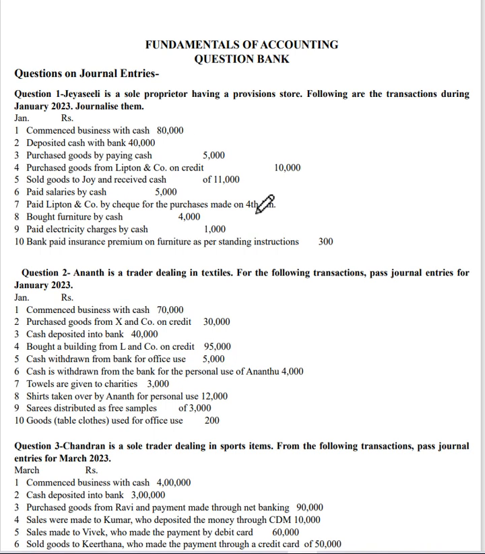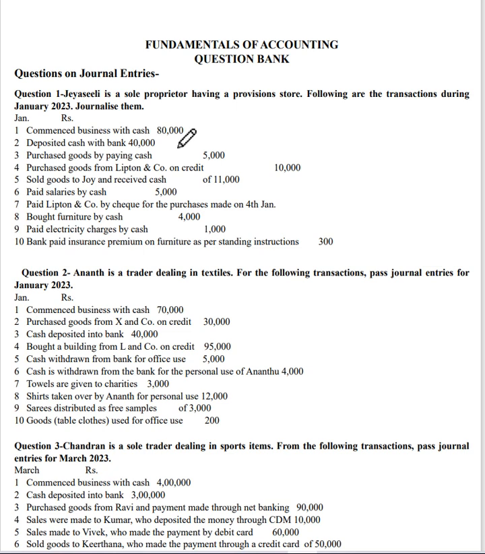Dear students, in this video we are analyzing the journal entries so we can understand which item to debit and which item to credit. Let's start with question number 1 of your question bank which I have sent. In that, J. Seeley is a sole proprietor having a provision store. Following are the transactions during January 2023. Journalize them.